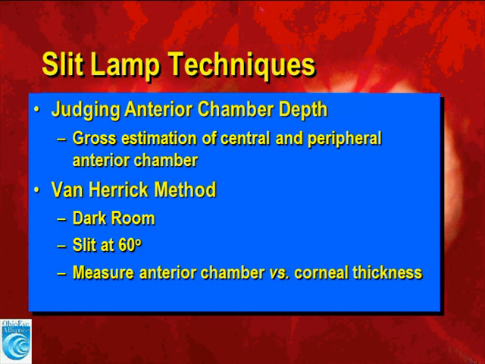With the Van Herick method, a slit lamp is required. We use a dark room. We put the slit beam at 60 degrees, and we measure the anterior chamber versus the corneal thickness near the limbus.